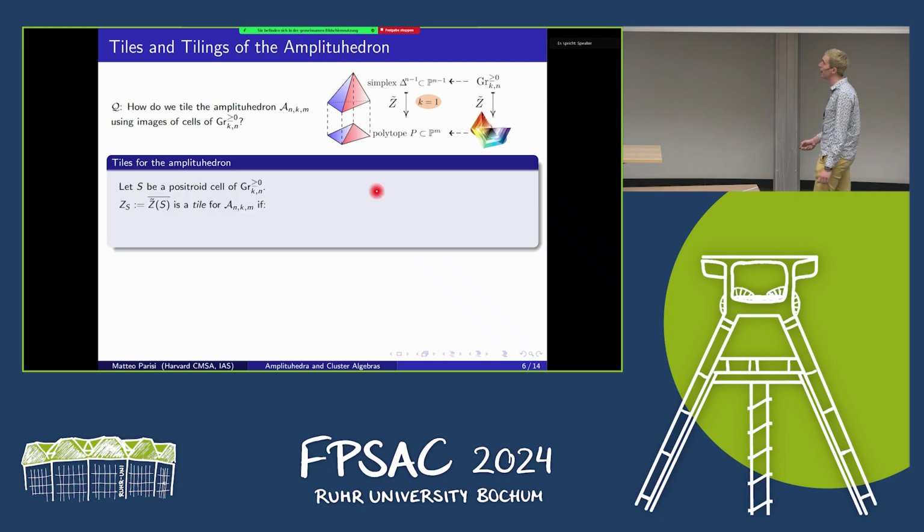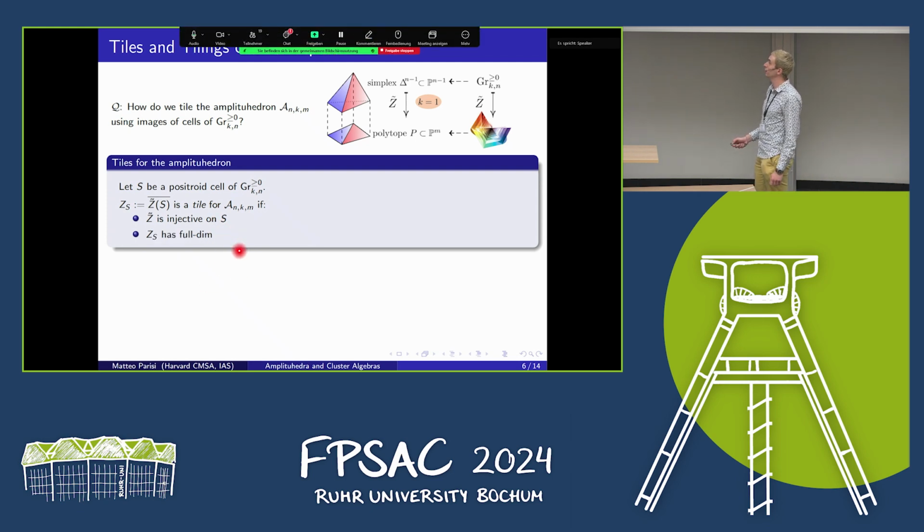Let me define some of these words I mentioned. If S is a positroid cell in the positive Grassmannian, I want to consider its Z tilde image, and I want to take the closure. I denote this as Z_S. So Z_S is a tile for the amplituhedron if two very simple conditions are met: if the Z tilde map is injective on the positroid cell, and if the image has full dimension.